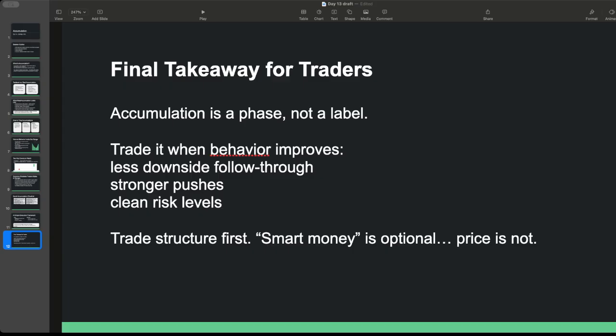Less downside follow-through, strong pushes, and very clean risk levels. Trade the structure first, right? Smart money is optional, price is not. Always remember, you want to make sure that the structure is there. You're not just buying any base that you see, right? Not just, you see sideways action, it means accumulation, buy. No, you want to actually understand the structure and the context and use that to your advantage.